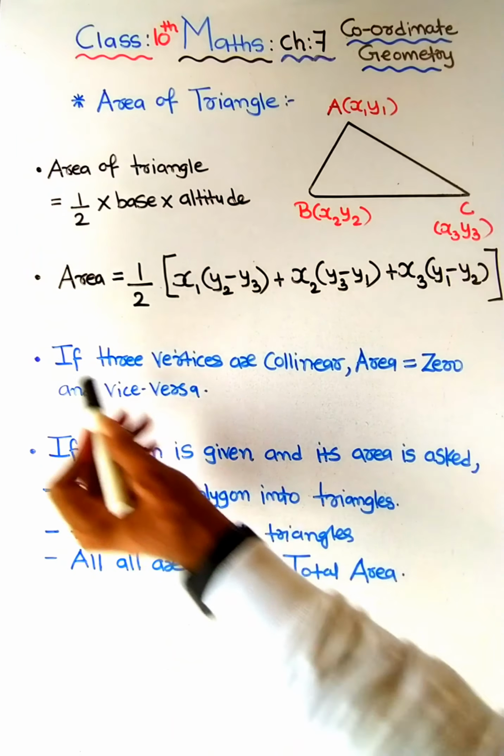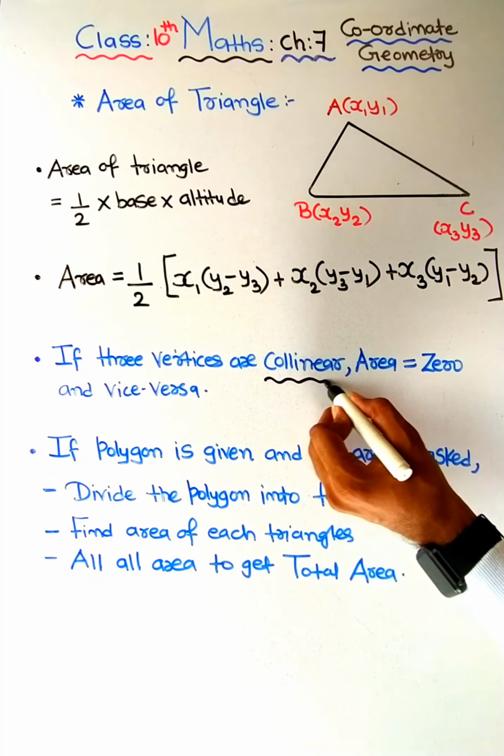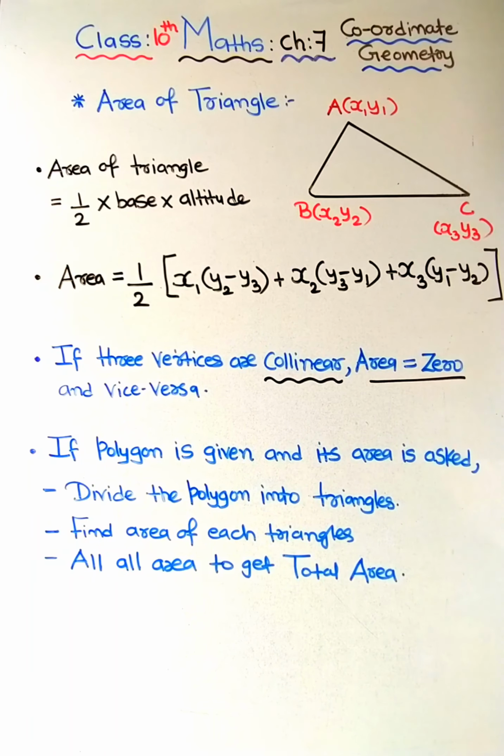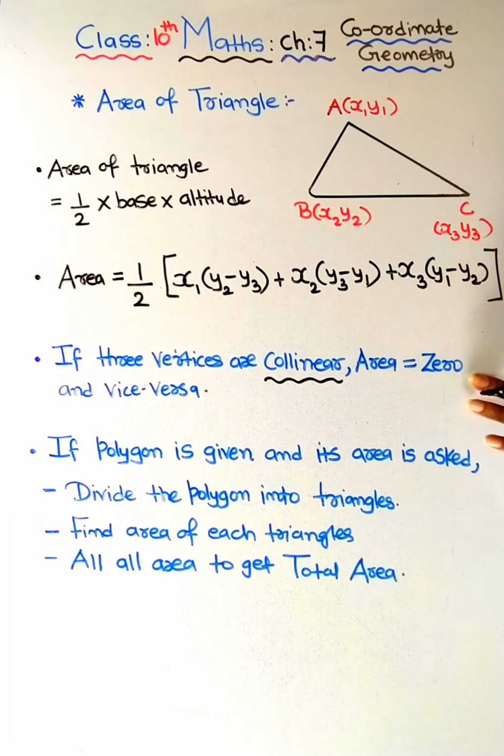Now a few basic points: if three vertices are collinear, then the area will be 0. Or we can have the vice versa statement as well: if the area of any triangle is 0, that means the vertices are collinear.